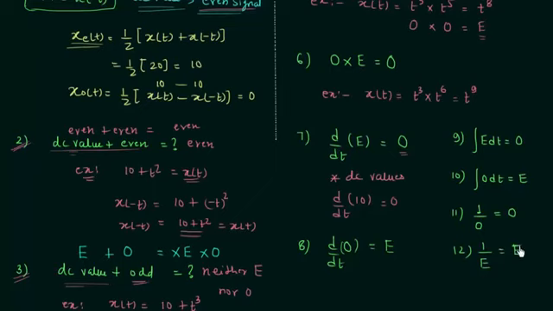So these are the properties of even and odd signals, and by using these properties you can solve various problems related to even and odd signals.